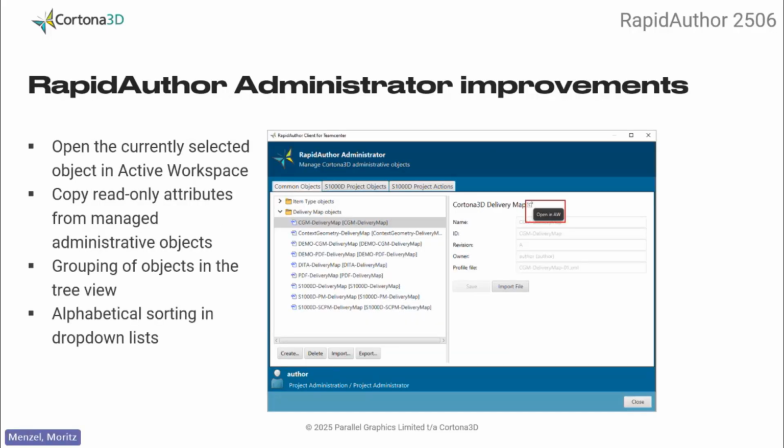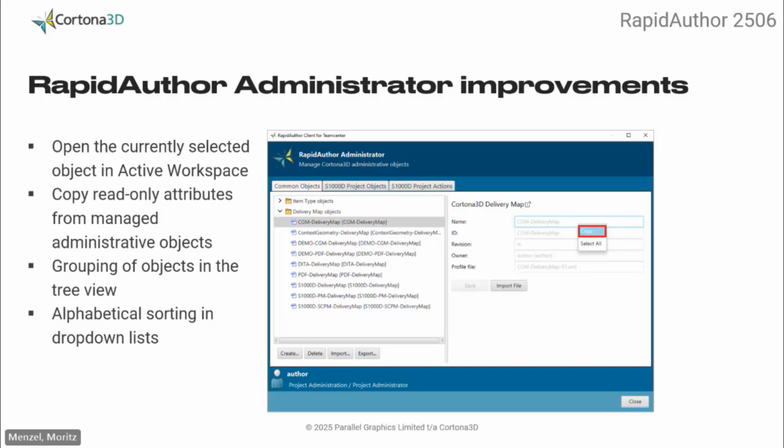We also included a couple of improvements for RapidAuthor Administrator. First, currently selected objects can now be opened in Active Workspace with a mouse click. I hope you can read that tooltip here. Read-only attributes, such as item ID and name, can be directly copied from managed administrative objects.